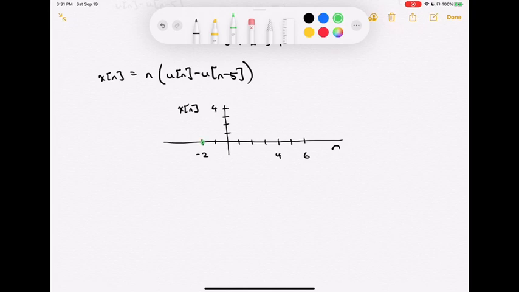So at minus 2 it was 0, right? At minus 1 it was 0. At 0 it is 0. At 1 it is 1, right? At 2 it is 2. At 3 it is 3.